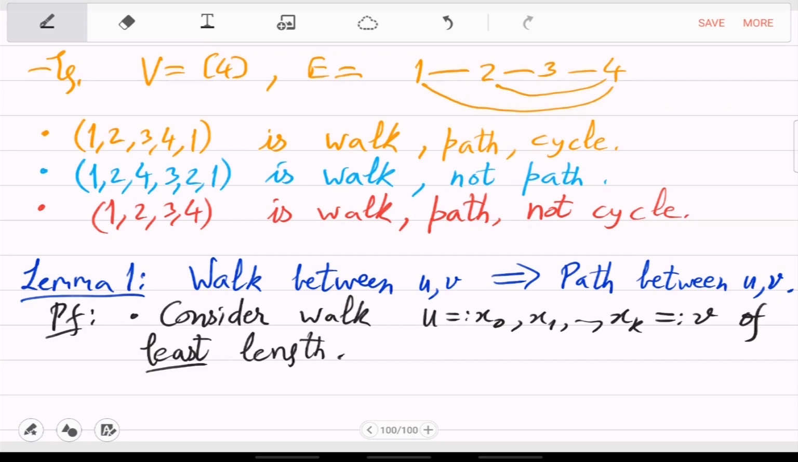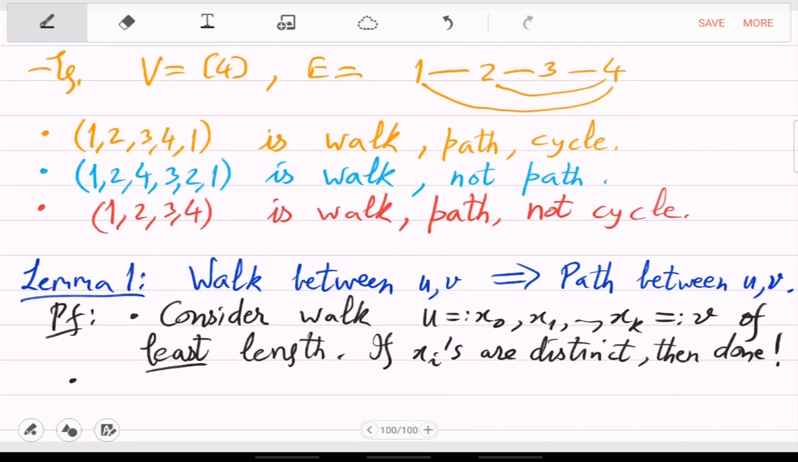Okay, so now how do you show that there is a path? So what stops this walk from being a path? Something is repeating, right? So what do you do if something repeats? Exactly. So if there is some repetition, then you truncate that part and you have a smaller walk. So if the vertices are distinct, then you are anyways done. So something should be repeating. So let's look at that case.